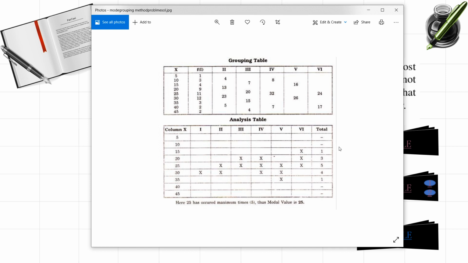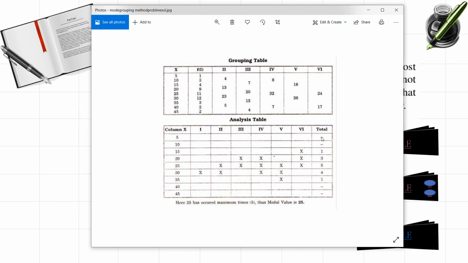Now row-wise you try to add these cross marks. 15, in this corresponding row you can observe only one cross mark, so keep 1 as a total. Next, the 20 corresponding row consists of 3 cross marks, so keep 3 here. Similarly, x value 25 corresponding row is having 5 cross marks, so 5 you write down in the total. And the 30 x value corresponding row is consisting of 4 cross marks, so keep 4 in the total. And last at 35, in that row you can see only 1 cross mark, write it there.